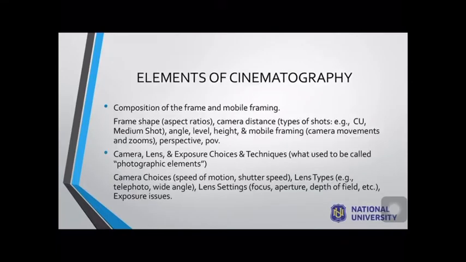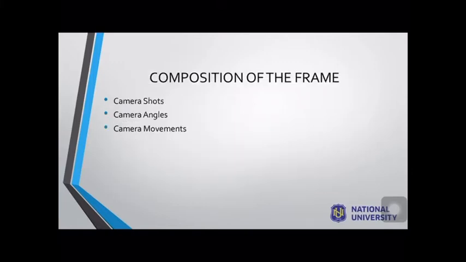Elements of cinematography. We have two. The first one, composition of the frame and mobile framing. The second one, camera lens and exposure choices and techniques. Under the first element of composition of the frame, we have camera shots, camera angles, and camera movements.